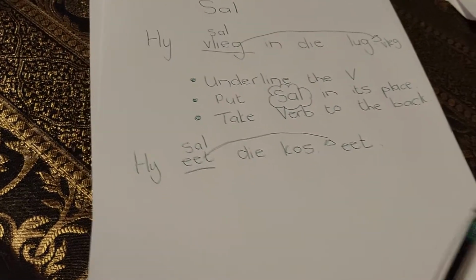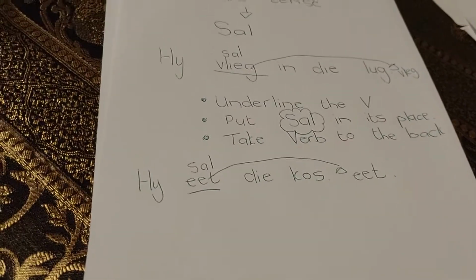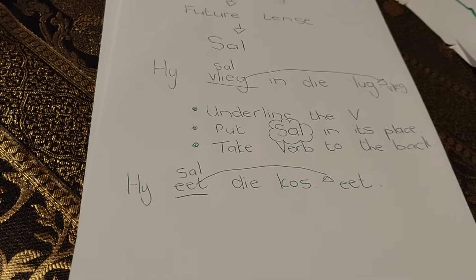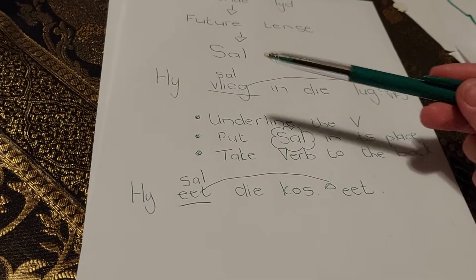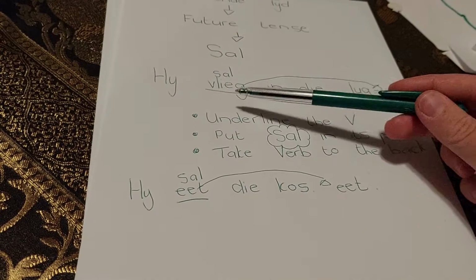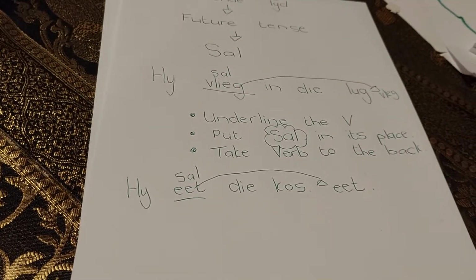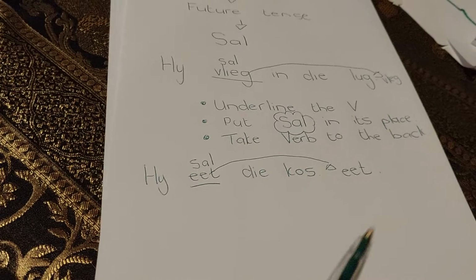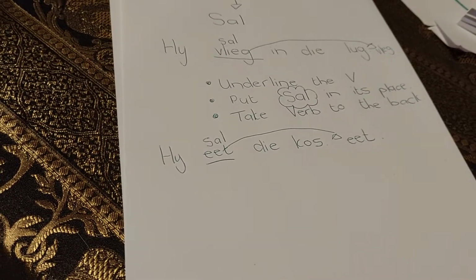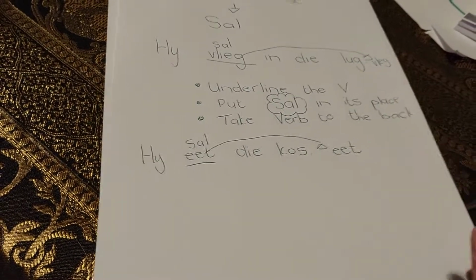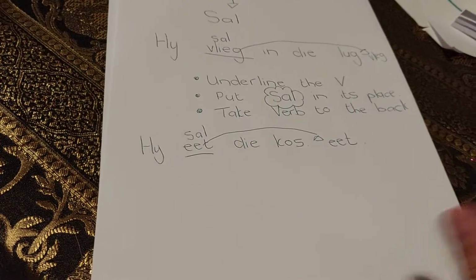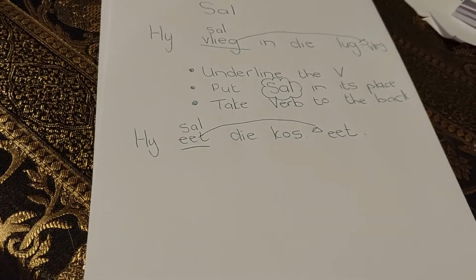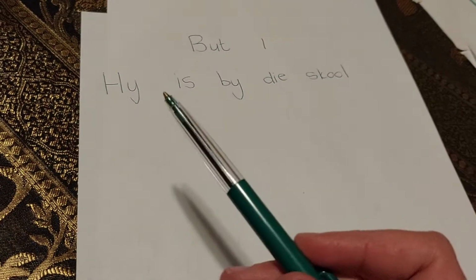Now we're going to look at the exceptions. With future tense, there's a main rule, and that is put sal in its place and take the verb to the back. Then we always have two buts. Always. Future tense you have two buts as well as with past tense. So let's have a look at our two buts. Okay, we've got another sentence. Hy is by die skool.